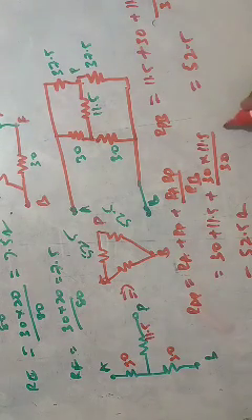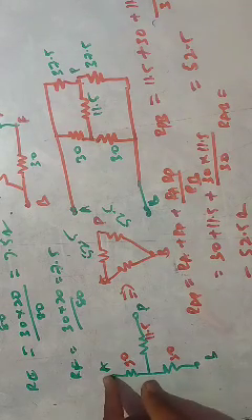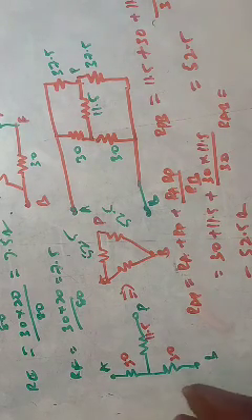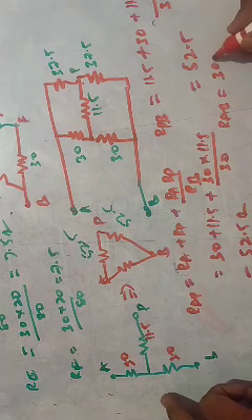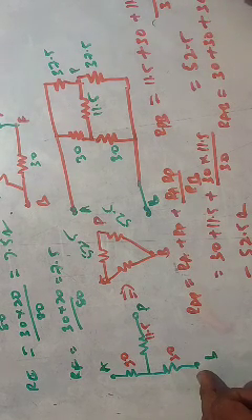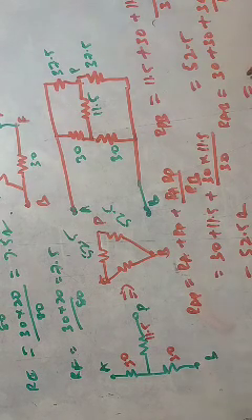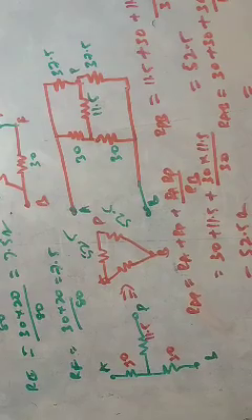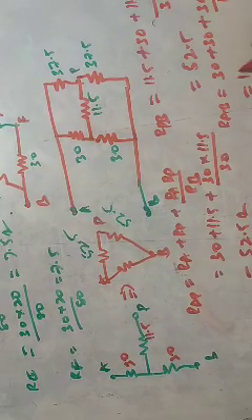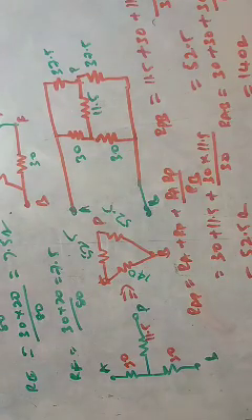Next, I need RAB, which means RA and RB. RA is 30 plus RB is also 30. So RA into RB divided by RP, that is 11.5, and the answer of this is 140. So this is 140.